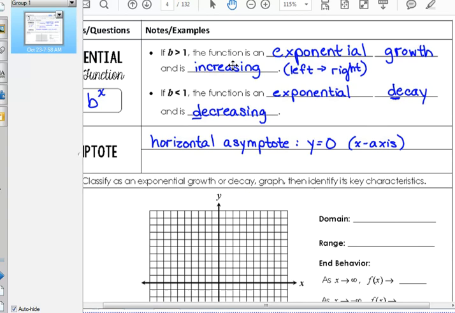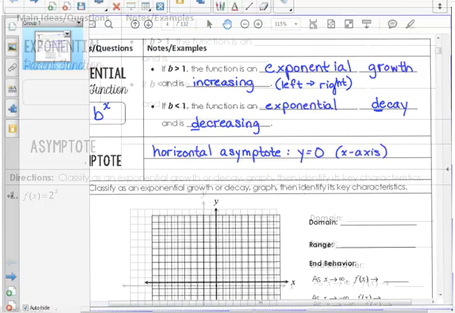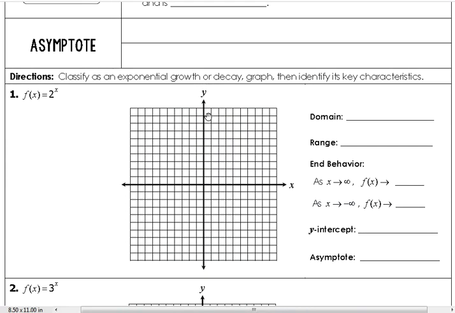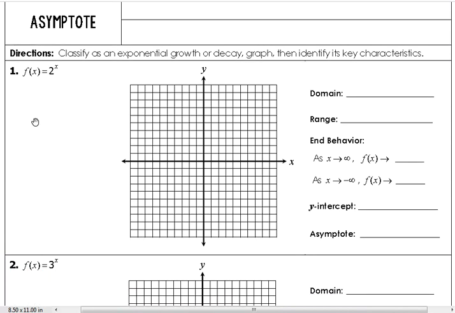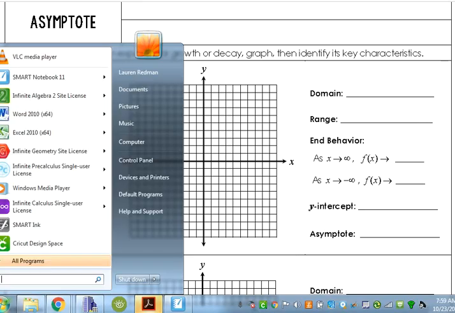All right, so 2 to the x, according to what we just wrote down a second ago, is that exponential growth or decay? Growth, okay, because the base is greater than 1. So this is exponential growth. So I haven't even looked at my graph yet, but I expect it to be an increasing function. And so let's look at that graph now.